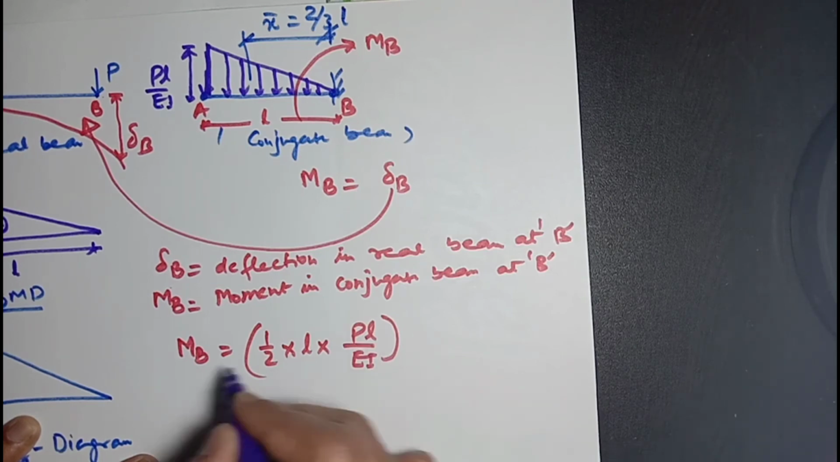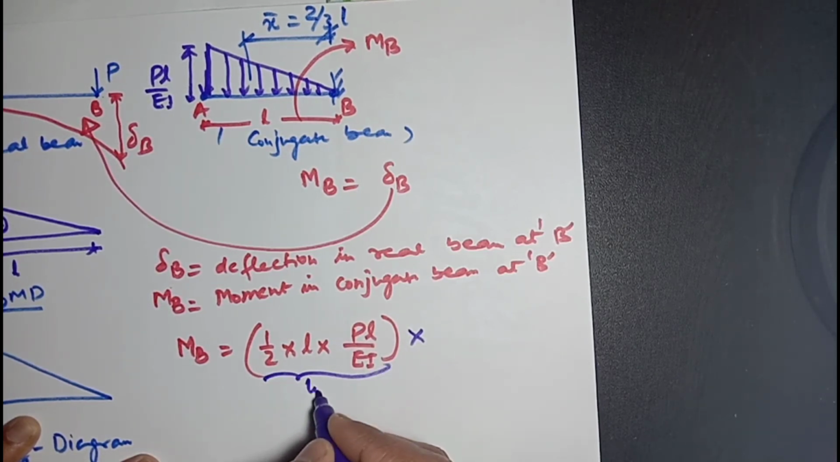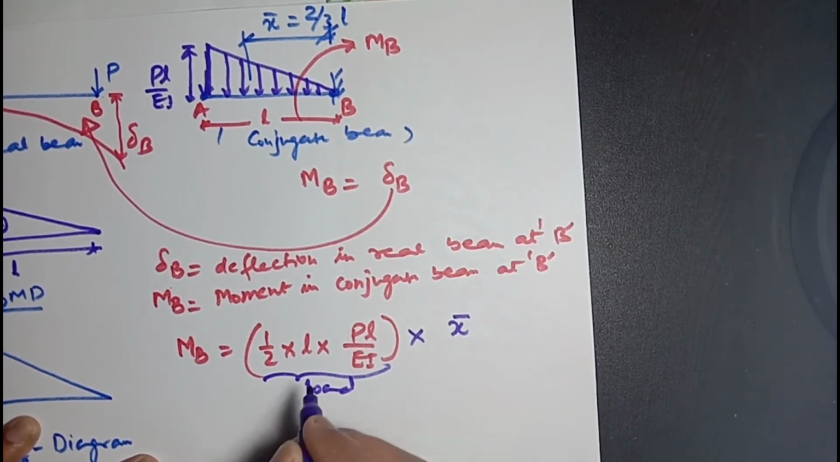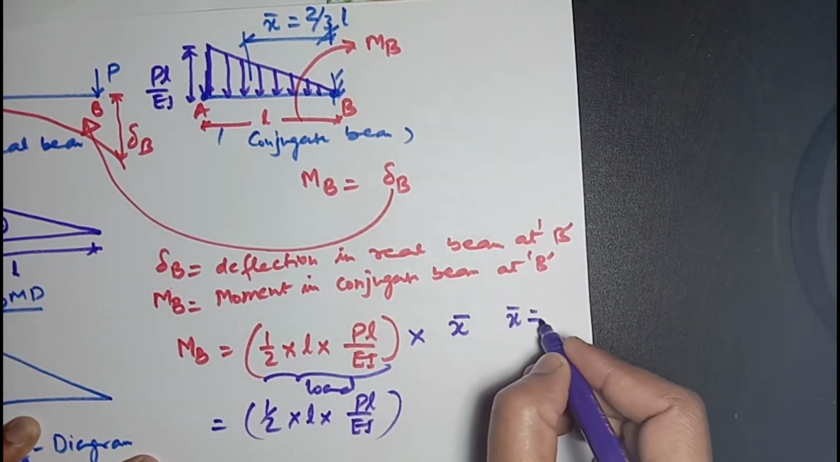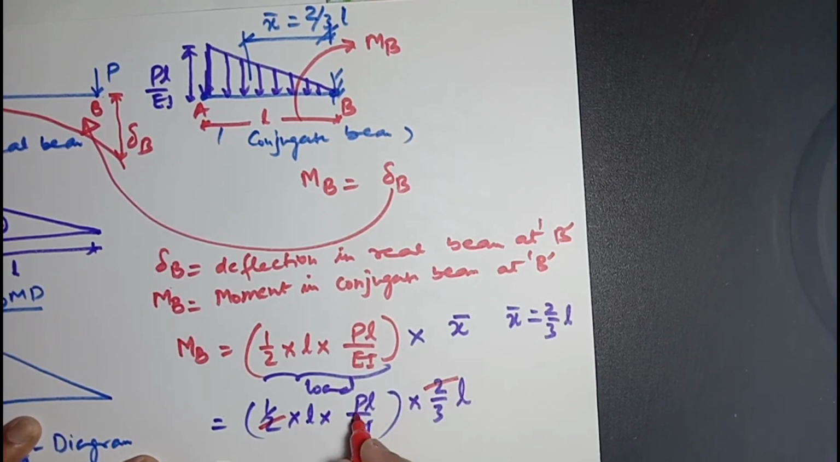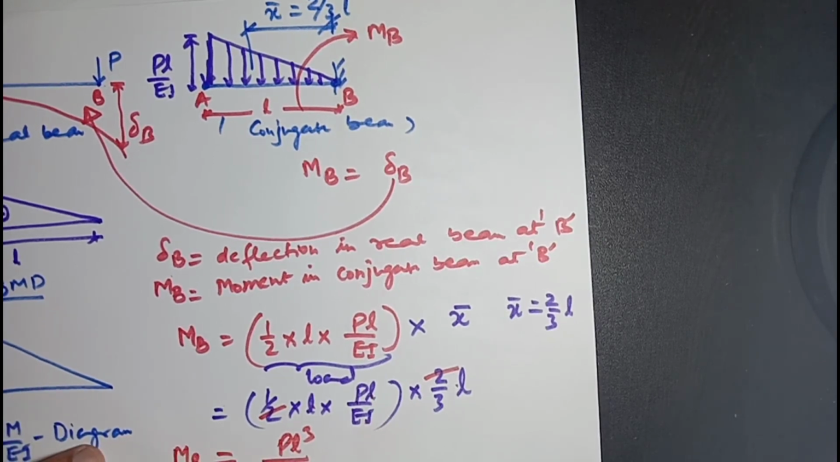So this is the load, and this is the centroidal x bar. Load multiplied by distance will give the moment. So half L multiplied by PL over EI, times x bar equal to 2/3 of L. Now the 2 cancels, and it will be PL cube divided by 3EI. MB equals delta B.